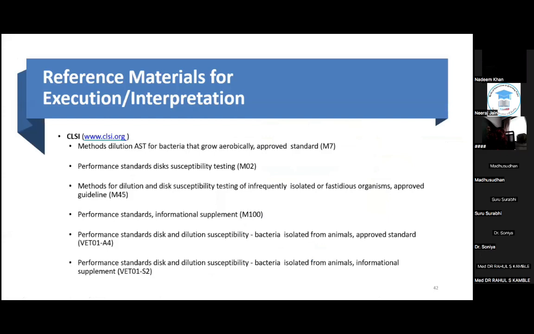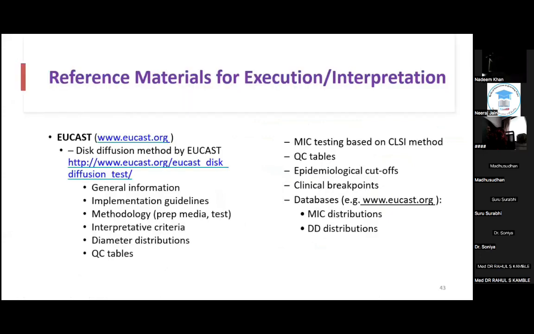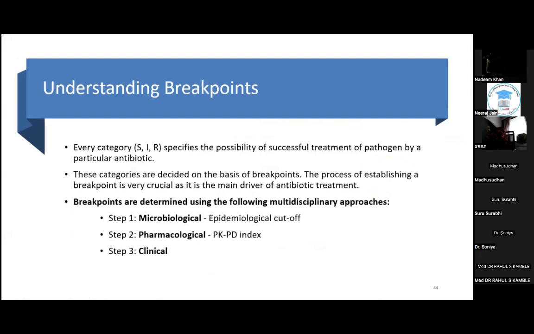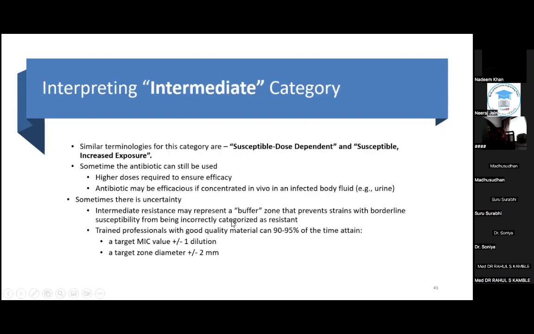If you refer to the CLSI document, there are many reference materials for how to do the quality control or how to interpret the sensitivity. You can refer to the same, similarly for EUCAST. Now coming back again to breakpoints. Breakpoints are obtained from three steps. One is microbiological, that is getting a parameter cutoff. Second is pharmacology, that is applying PK/PD indices to the cutoffs. And third is the clinical correlation. So from these three steps, we get to know the breakpoints.